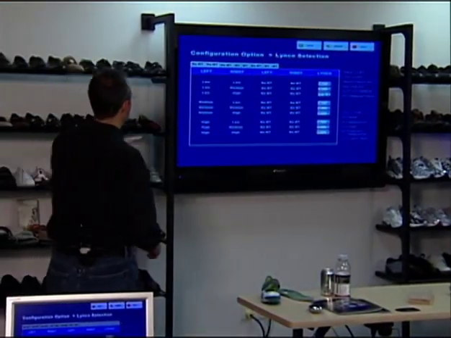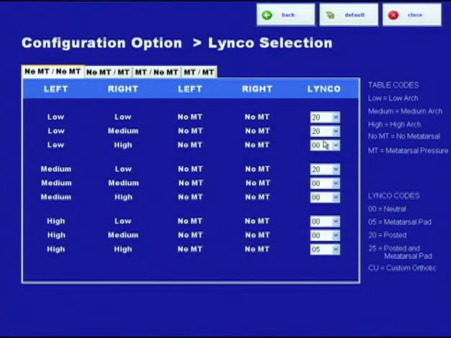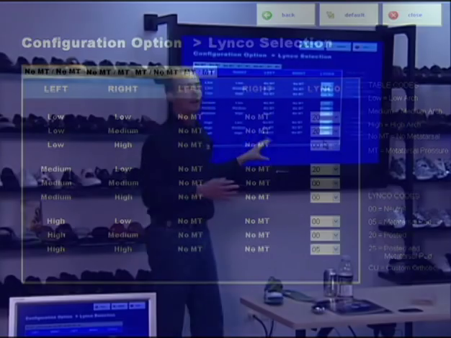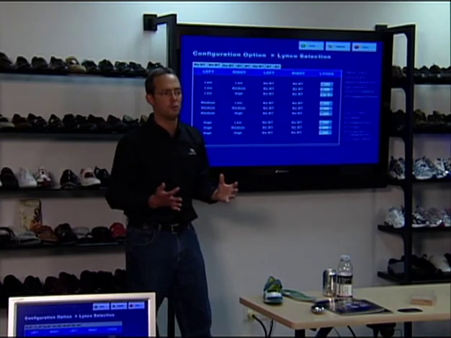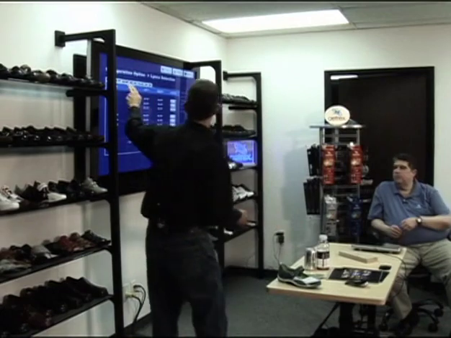So these tabs up here are based on the metatarsal pressure, and that's just to help you organize it. When we first delivered this, we had all 36 options on the same screen, and customers said it was too confusing, more confusing than it needed to be. So we adjusted it to have these tabs.